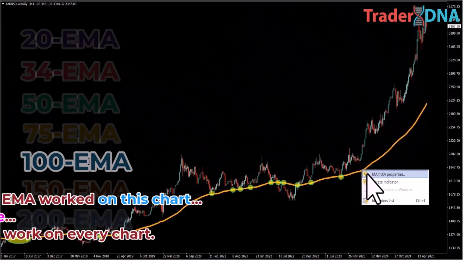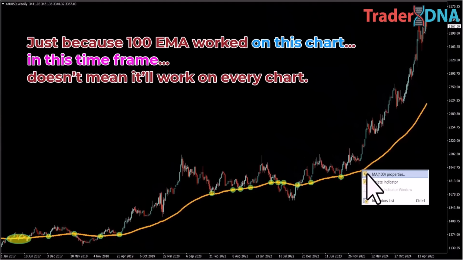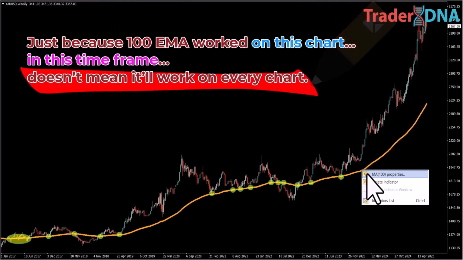But here's the twist that most beginners miss. Just because 100 EMA works on this chart in this time frame doesn't mean it'll work on every chart. Different markets, different behavior, different time frames, different rhythm. That's why there's no such thing as a one-size-fits-all EMA. You've got to customize, you've got to adapt, you've got to be intentional.